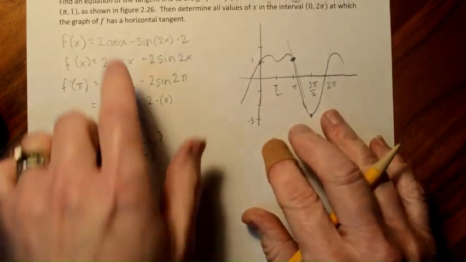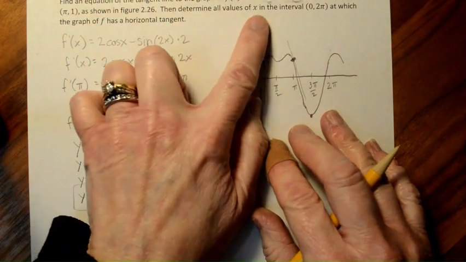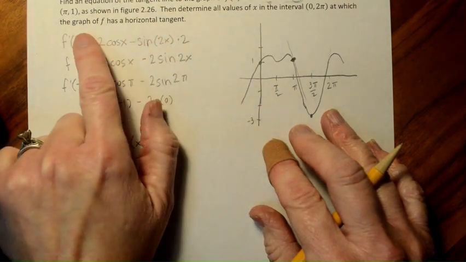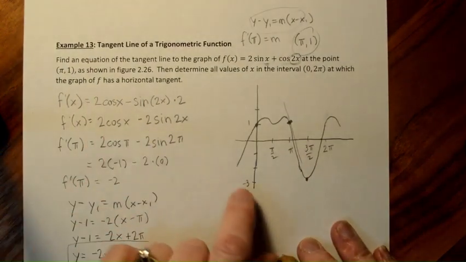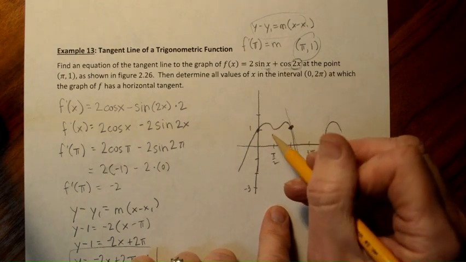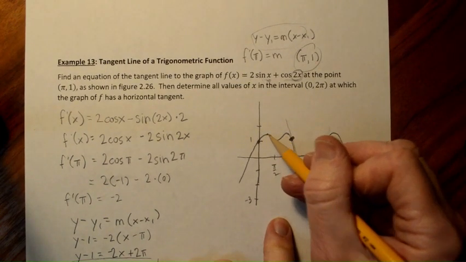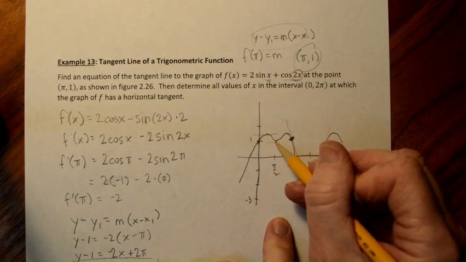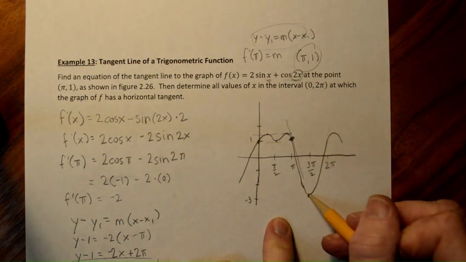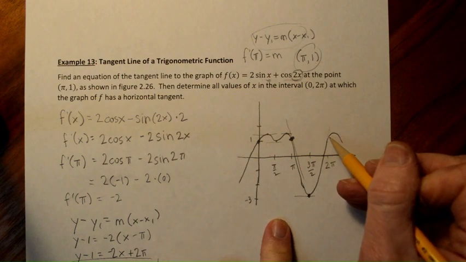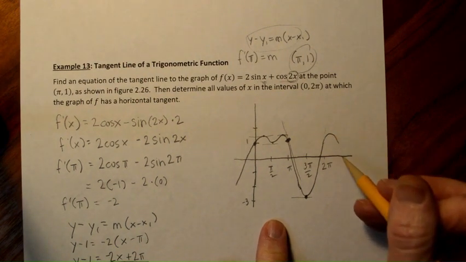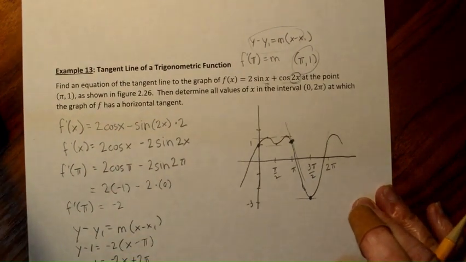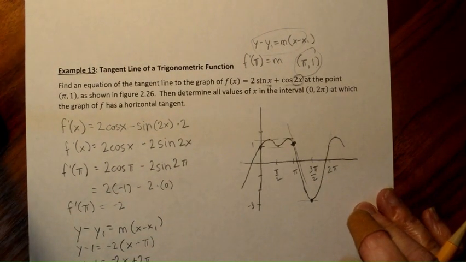Okay, the other part of this is determine all the values of x in the interval 0 to 2 pi at which the graph of f has a horizontal tangent line. All right, so hopefully we can tell that it should be right about here, right? Because again, that would be a horizontal tangent line here, here, and here, and this is beyond 2 pi, so that would not fall in there.